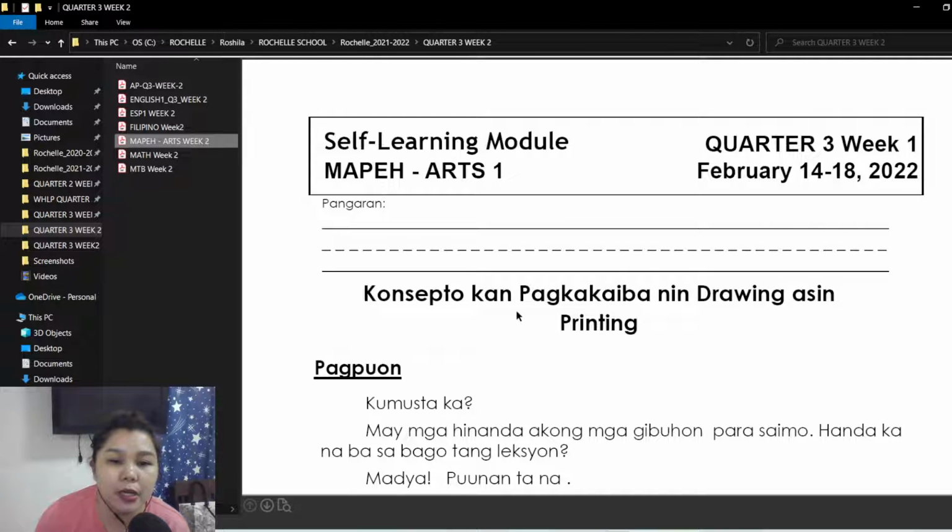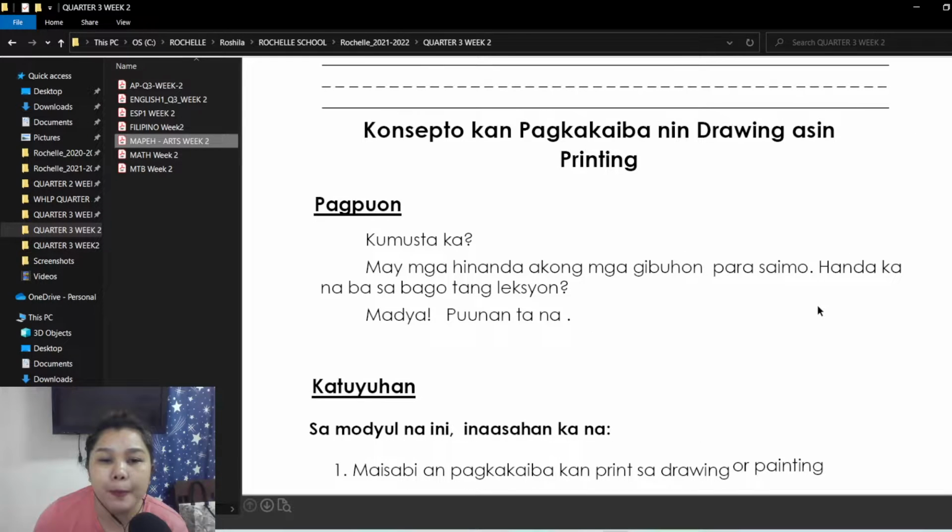So this is about konsepto kan pagkakaiba ng drawing as in printing. I will show you in the lesson video how to use the watercolor, the brush na mas matipid so that you can still use those materials even when you are in grade 2 para makatipid.